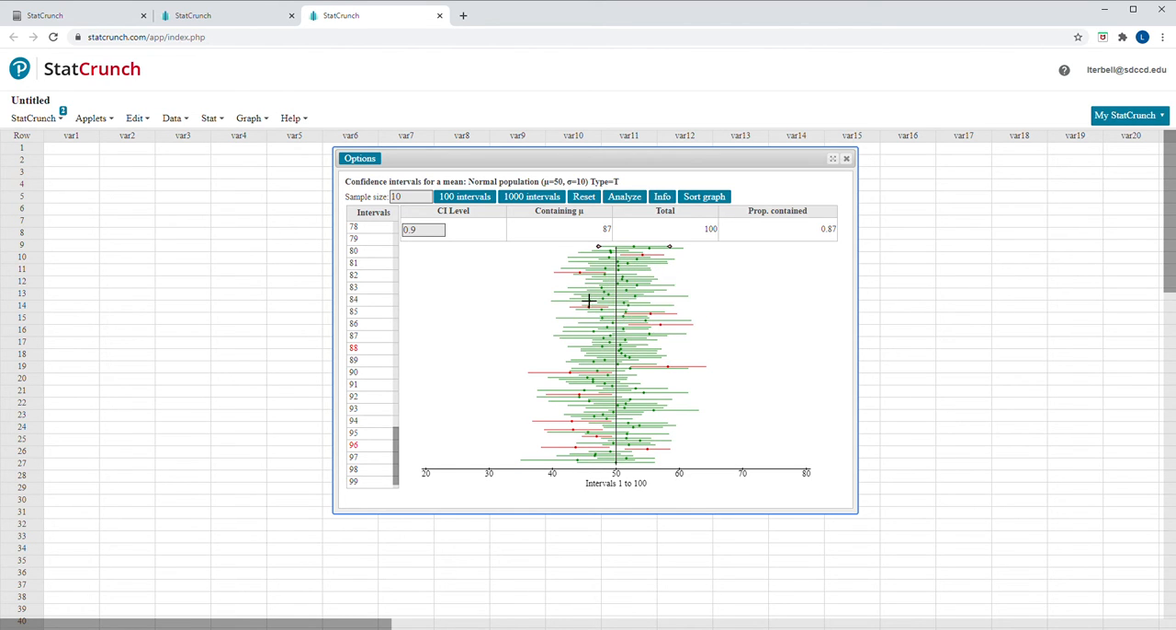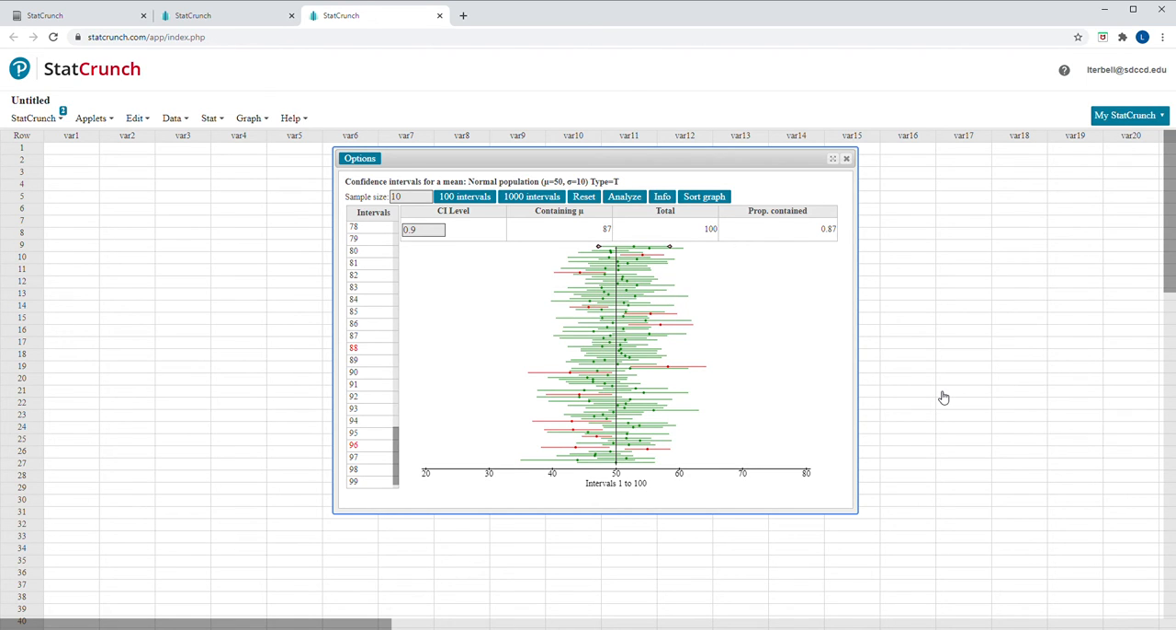So the ones where the confidence interval does contain the true population mean, those are the green bars. The red bars are the intervals, like here's a red one here. The mean was 54.205. The lower limit is 50.721, and the upper limit was 57.688. So 50 is not contained within the limits of the confidence interval. So those ones are red.